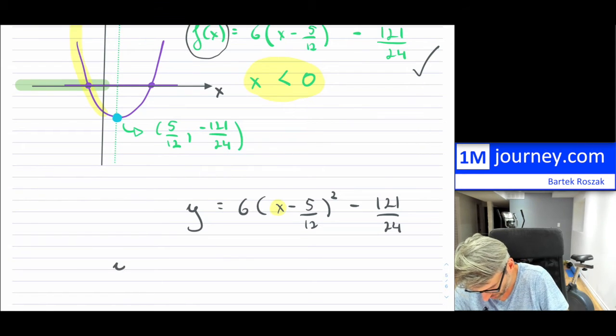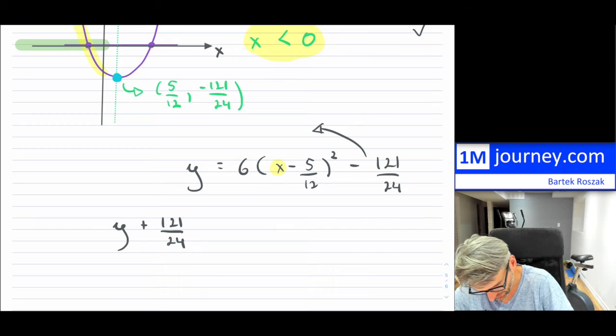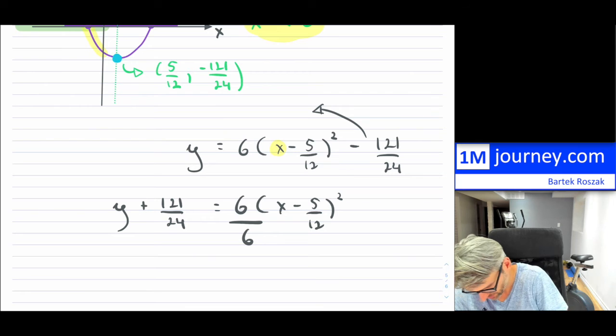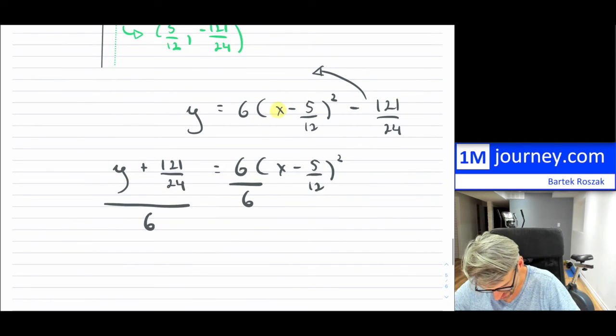So we're going to get y plus, oh boy, this is going to be ugly, 121/24, because I'm moving this over to the other side. Now we still have 6(x − 5/12) squared. So now I'm going to divide by 6 on both sides. This is why I'm saying it's going to be ugly. Okay, so that gets rid of that.